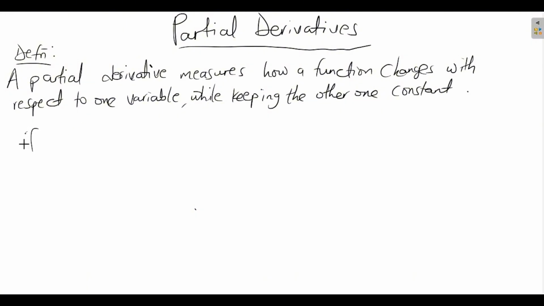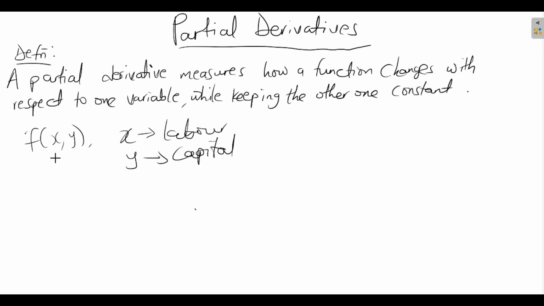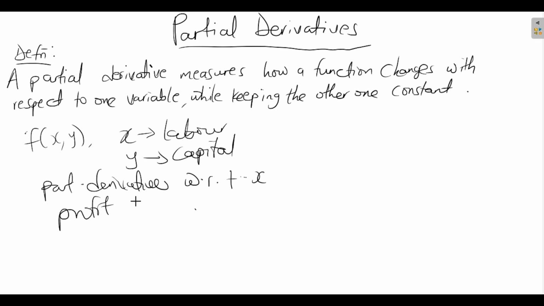So for example, imagine we have a profit function denoted by f of x y. So this is a profit function, right? Here the x may represent, let's say, the amount of labor needed. The y may represent the capital needed to produce. So f is just a function consisting of what? Labor and capital, which is x and y. So if you take the partial derivative with respect to x, what it means is that we want to see how the profit function will change as labor changes. Of course, labor is x, right?